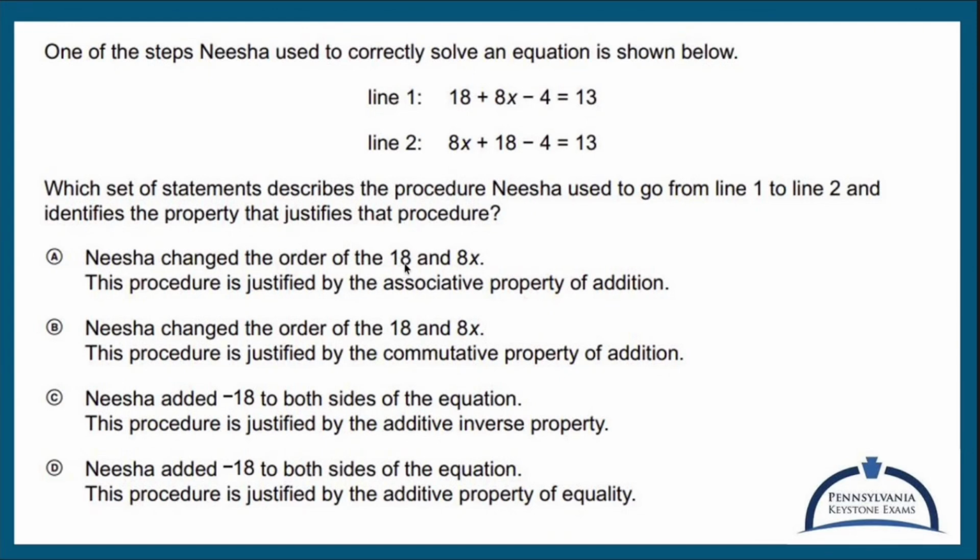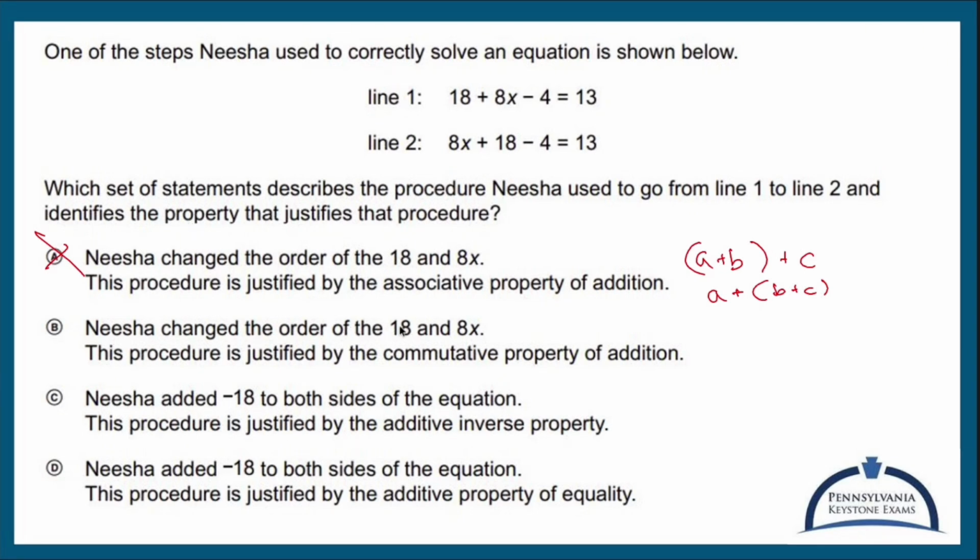Nisha changed the order of 18 and 8x, correct. This procedure is justified by the associative property of addition, incorrect. The associative property is when you have parentheses and you have something like a plus b plus c, and you just kind of move the parentheses around because you're allowed. That's not what she did. There's no parentheses here, so associative property is not correct.